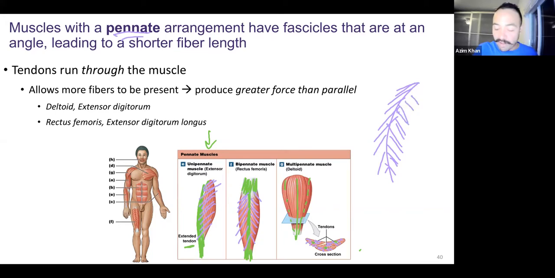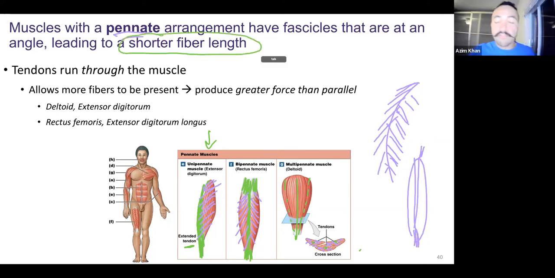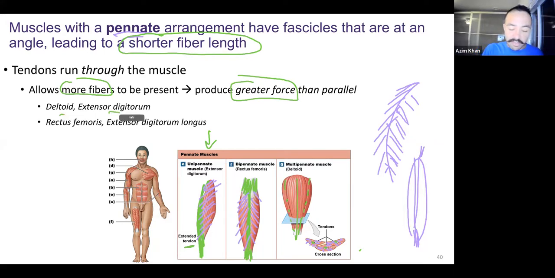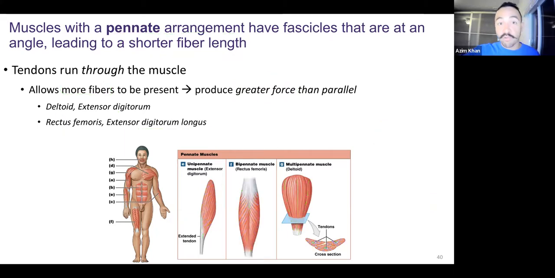This is how it differs from parallel: rather than having tendon on one end and then running all the way across, these are much shorter. Overall fiber length is shorter. What's the advantage of having a shorter fiber length? You get more fibers, which means you produce a greater force. More smaller, but more muscle fibers in a smaller area create more force. I've listed examples here that, again, if you don't know what they are, we'll go over them later, but these are examples of ones that are pennant. Tendons run through the muscle, making the muscle fibers and fascicles shorter.